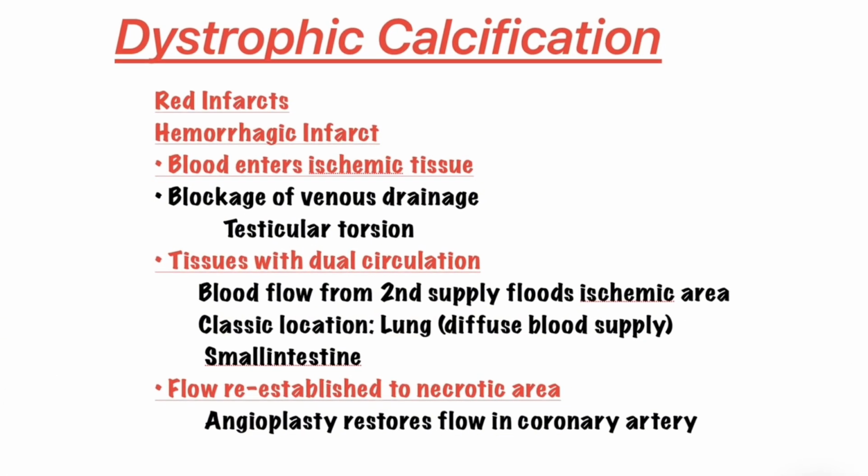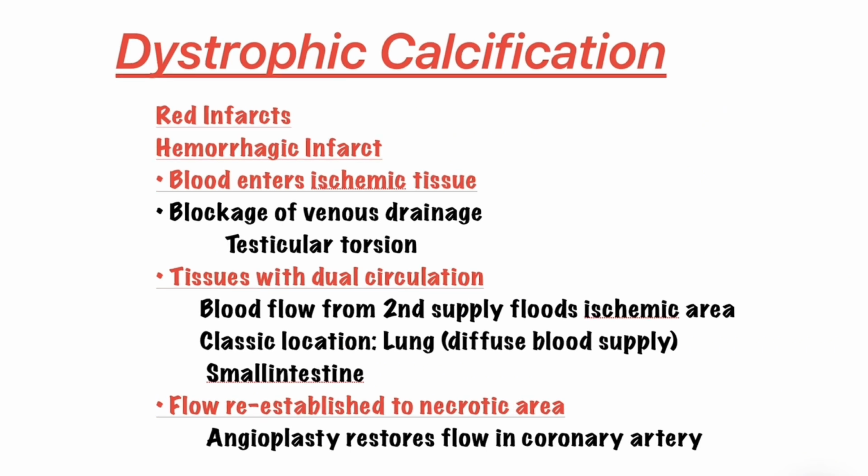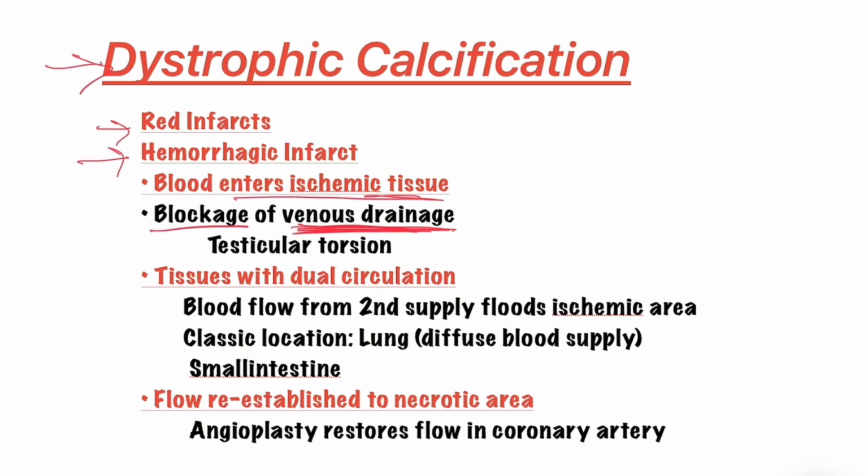As I told you, there are two infarctions, the white and the red one. In the red infarction, the hemorrhagic infarct, blood enters the ischemic tissue. It normally happens with venous drainage blockage. This happens in testicular torsion, and in tissue with dual circulation, where blood flow from the second supply floods the ischemic area. Classic locations are the lungs, where there is diffuse blood supply, and the small intestine.